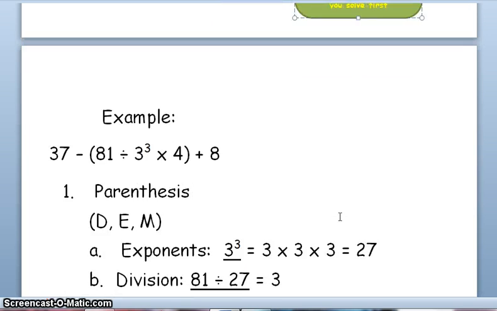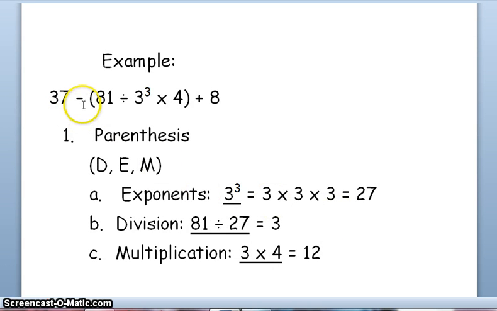Here's an example. If I gave you this problem: 37 minus, in parentheses, 81 divided by 3 cubed times 4, close parentheses, plus 8. The first thing I'm going to check for are the parentheses, and there are parentheses. Inside the parentheses, I see there's division, which I put D. I see there's an exponent, so I wrote E, and I see there's a multiplication, so I wrote M.